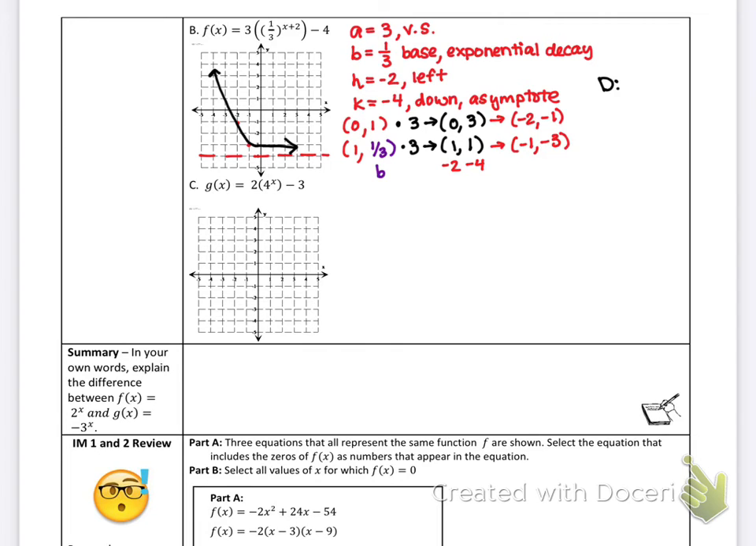Lastly, we want to make sure that we include our domain and range, our domain being negative infinity to infinity, and our range being from -4, which is our asymptote, to infinity.